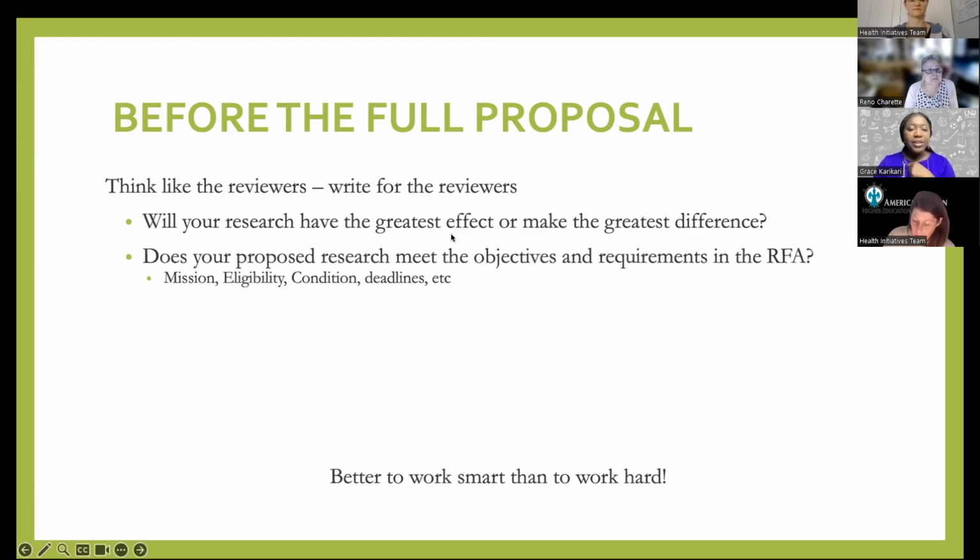Okay, will your research have the greatest effect or make the greatest difference? Does your proposed research meet the objectives and requirements as listed in the grant application? That means you're looking at the mission, the eligibility, the conditions, the deadline. Can you meet the deadline? Maybe they are asking for the proposal.